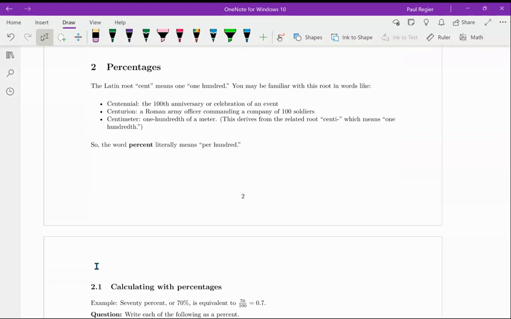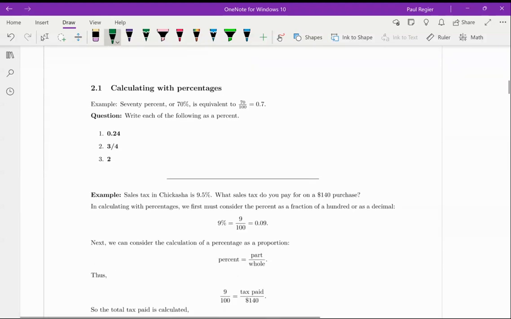Percentages are based off two words, per and cent. And cent literally means 100. So other words that have 100 are like centennial. Centurion is a Roman officer of 100 soldiers. Or centimeter means 1/100th of a meter. So percent literally means per 100. So let's look at some examples of percents.